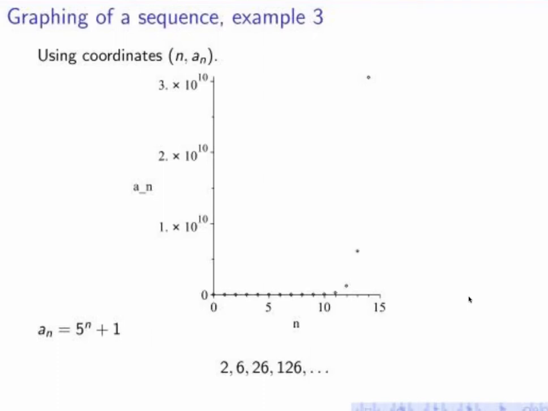The third graph is this one. So the first numbers 2, 6, 26 and 126, they're all here. And they're so small that you can't see them because look at the scale. So the 15th entry is of the order 3 times 10 to the 10. So this sequence gets really, really huge, and the values will diverge to infinity. They become bigger and bigger the further on you go.